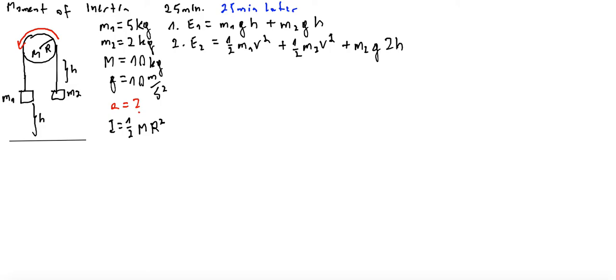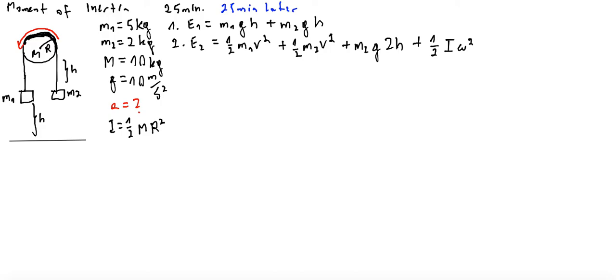height above the ground is 2h, but we have to take into account also the rotational kinetic energy of this pulley, because it's moving, it's rotating. Okay, it has moment of inertia. It takes some energy from the system. It took some energy from the system to be rotated. So we have to take this, and I hope that you remember that the rotational kinetic energy is given by half of moment of inertia, omega squared, where omega is angular velocity and I is moment of inertia.